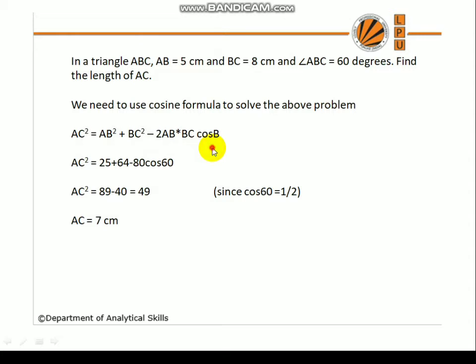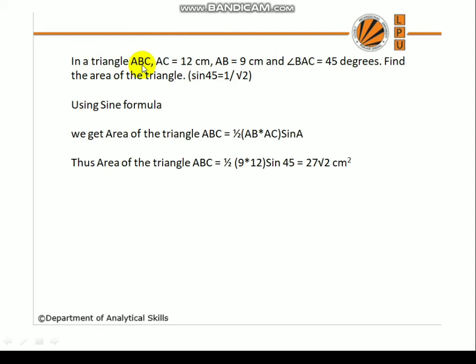Let's see the next problem. In a triangle ABC, AC is 12, AB is 9, and angle BAC is 45 degree. Find the area of the triangle. Now they are asking for area, and again the same two lines are given. That is, two lengths of a triangle are given, and the angle between the two lengths is given. Then to find the area of a triangle, we need to use the sine formula.